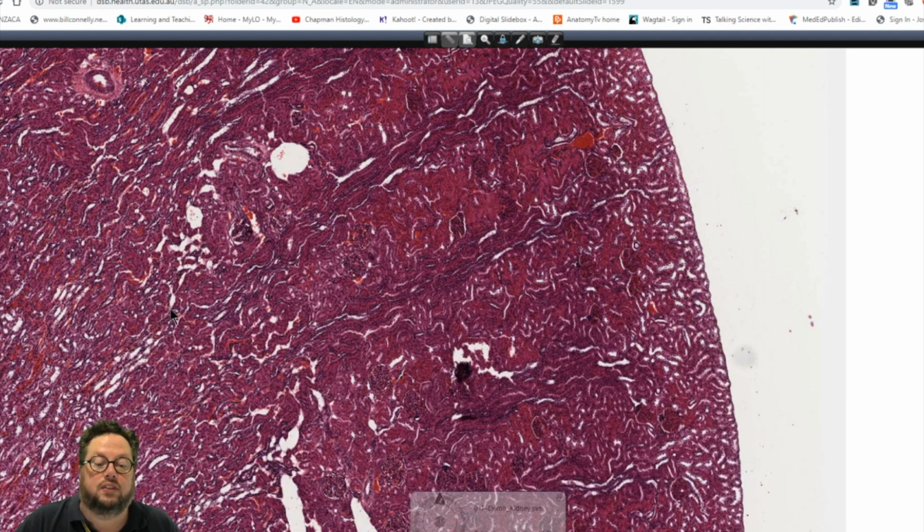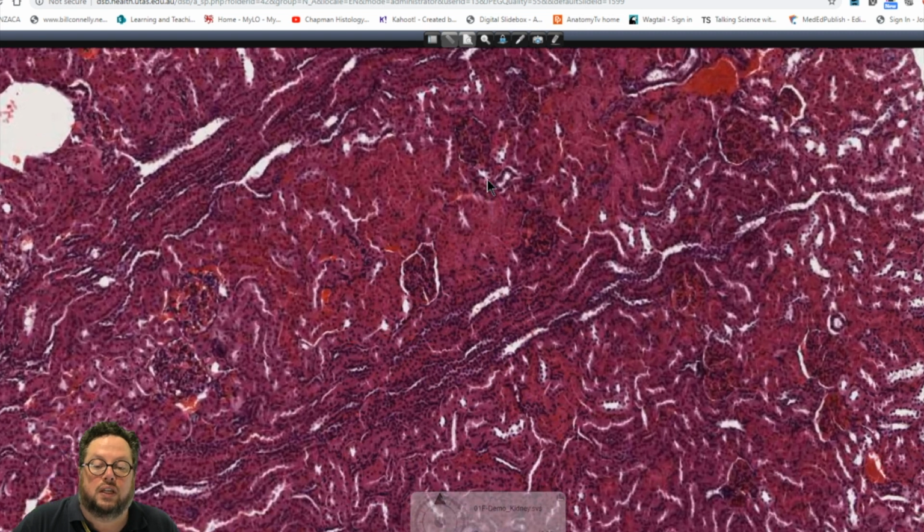These are the medullary rays, which are extensions of the medullary tissue out into the cortex. They contain collecting ducts, but they also contain the loops of Henle of the nephrons. So they're found in those regions there. The medullary rays contain the collecting ducts and the loops of Henle. And in between these medullary rays, these are the cortical labyrinths.